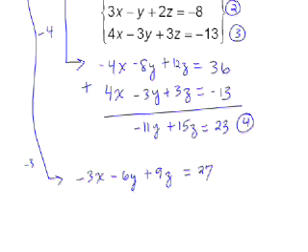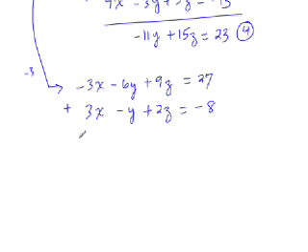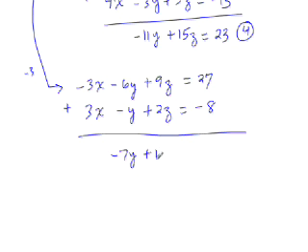And we're going to add that to equation 2, which is a positive 3x minus y plus 2z is equal to a negative 8. And when we add those equations together, notice that the x terms eliminate one another. Negative 6y minus y is negative 7y. 9z plus 2z is positive 11z. And 27 minus 8 is a positive 19. Let's call that equation number 5.